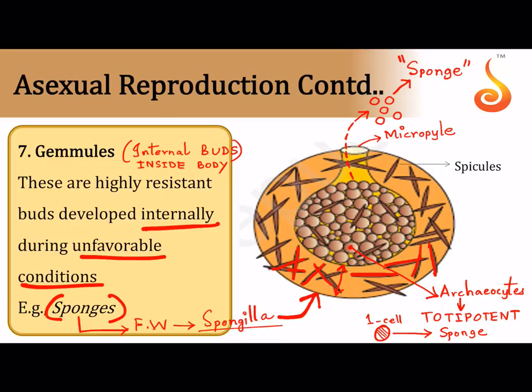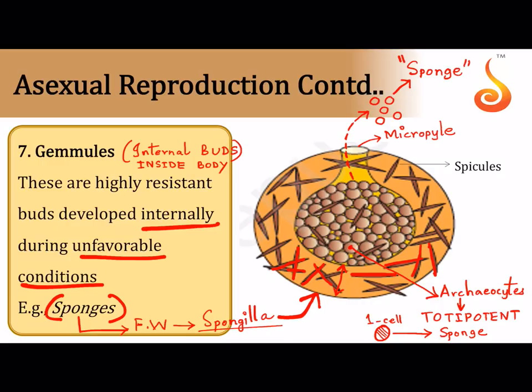Did you understand? Why are they called internal buds? Yes, they are not produced on the surface of the sponge body, but they develop on the inside. And when are they produced? When the pond dries up. When the pond dries up, the sponge knows it's going to die. So before that, it produces a gemmule or an internal bud and then dies off.